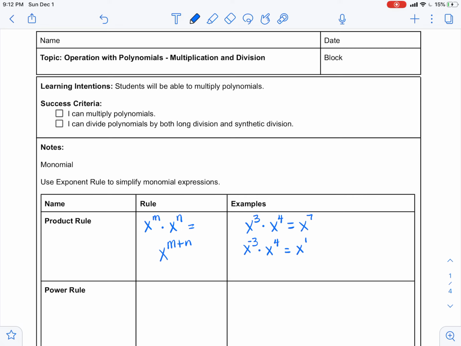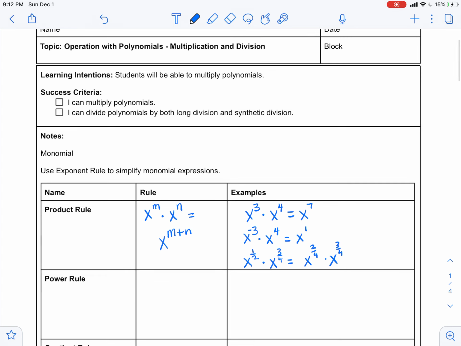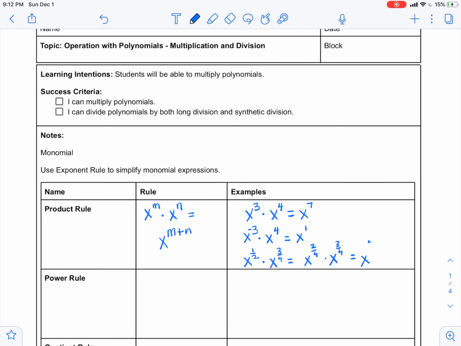Of course, other things we're going to do with this is have x to the 1/2 times maybe x to the 3/4. Again, you would follow the product rule, which just says to add those. To add, we would need to get common denominators before we added, which adds a little bit of extra work. Then we would add the numerators together. So again, that is your product rule.